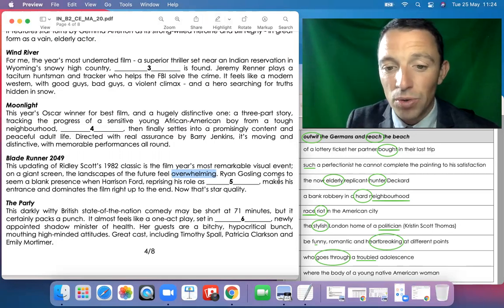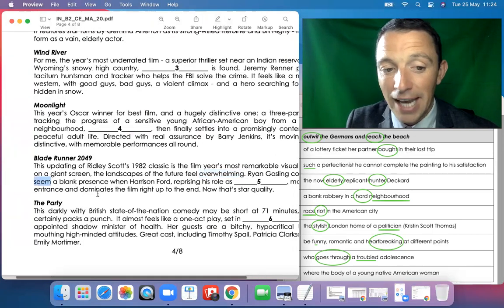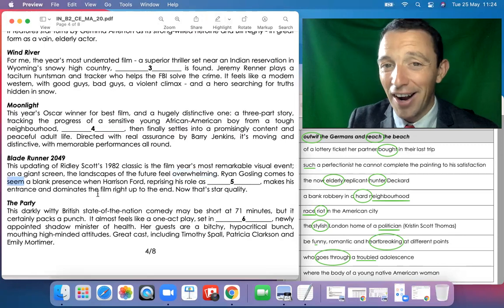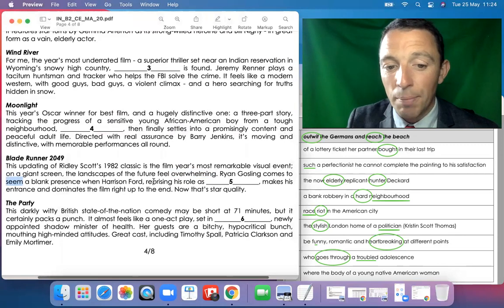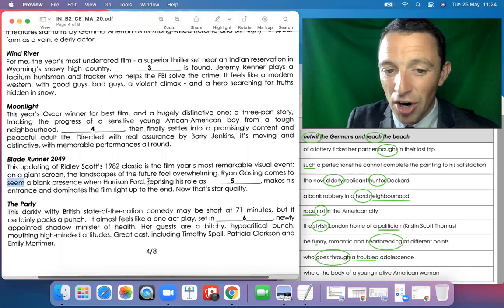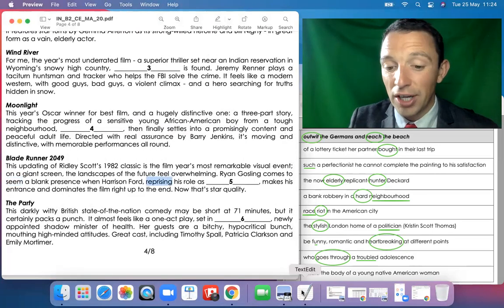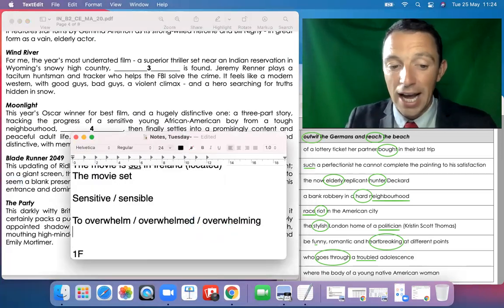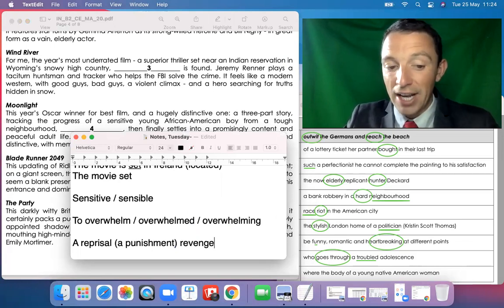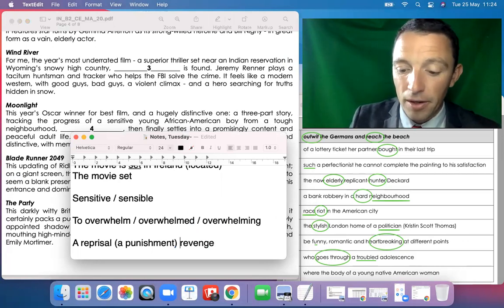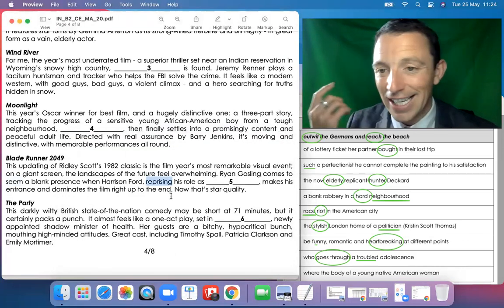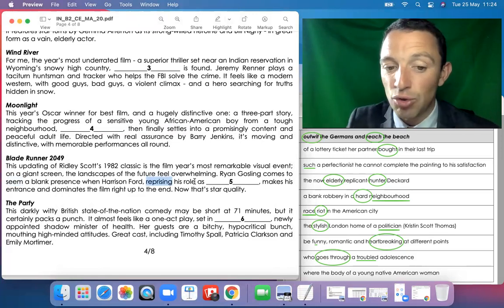Ryan Gosling comes to seem a blank presence. Okay, so obviously a bit negative. Seem is parecer in Spanish. When Harrison Ford reprising, I think is maybe returning or repeating. So if he's reprising, it's like returning or repeating, but a bit difficult because we say a reprisal is in relation to a punishment. Okay, I think like revenge, maybe similar to revenge, a little similar. Okay, so a reprisal in that situation is possible, but in this situation, it's his role.